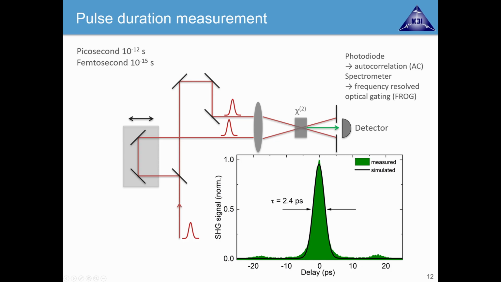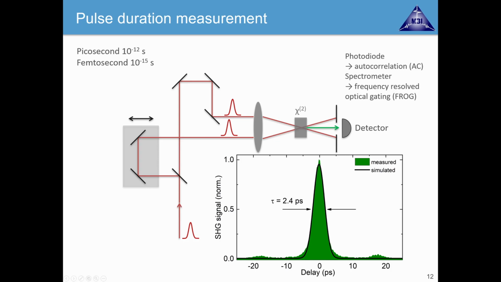With that, you can map the time domain into a spatial domain, and this is something you can then record. If the detector is a photodiode, then you call that an autocorrelation. If your detector is a spectrometer, then you get a frequency-resolved optical gating trace, or FROG trace for short. In my talk, I will a couple of times talk about autocorrelation traces and FROG traces. So, to come back, here is the pulse duration of the pump. You see here the delay you introduce on this arm, and the second harmonic signal you get from this chi-2 crystal.